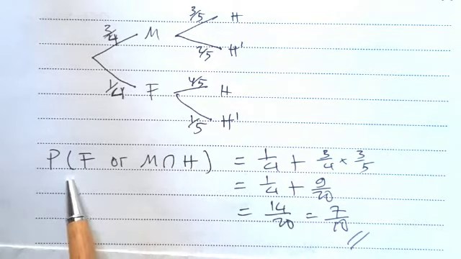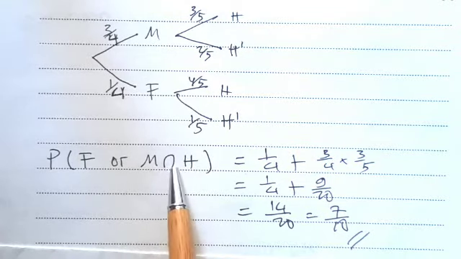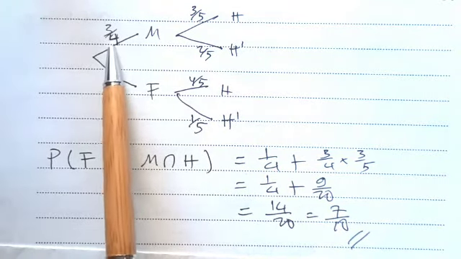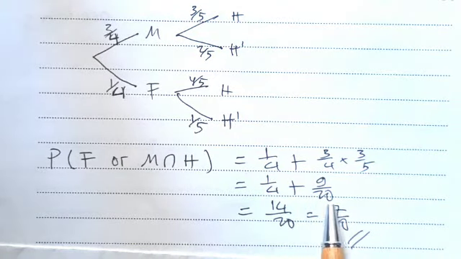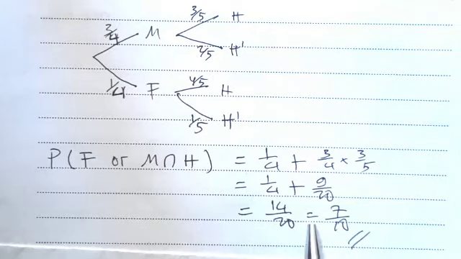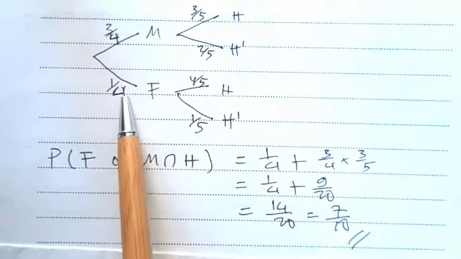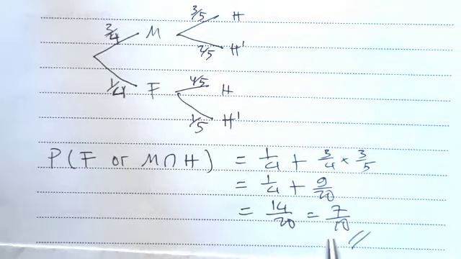Thus that is the probability of female plus the probability of male intersect hot, that is 1/4 plus 3/4 times 3/5. Thus 1/4 plus 9/20, that is 14/20, or 7/10. The answer will be the same with 3/4 times 3/5 plus 1/4 times 4/5 plus 1/4 times 1/5. The answer is also 7/10.